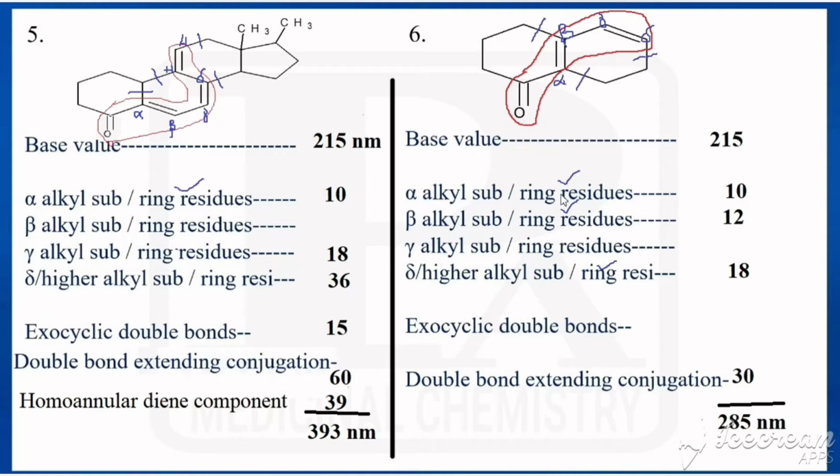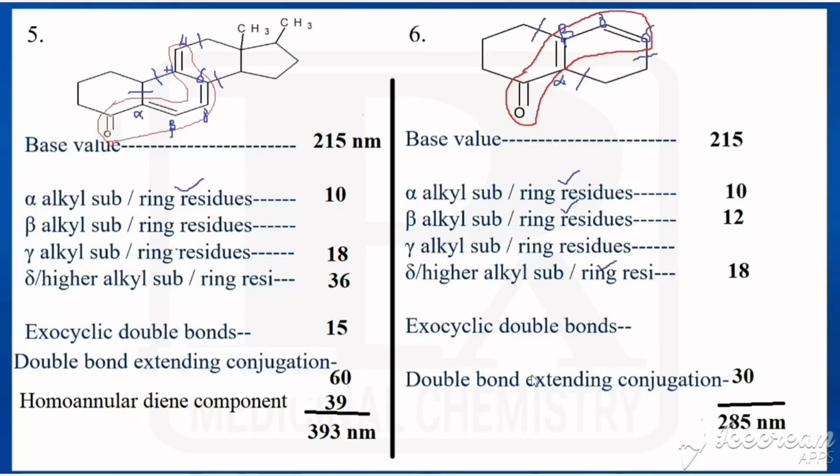So for one alpha ring residue, the value would be 10. For one beta ring residue, the value would be 12. For one delta ring residue, the value would be 18. Now we have to find the exocyclic double bond. So according to that ring, it is not having any exocyclic double bond. Now according to this ring, it is also not having any exocyclic double bond. So exocyclic double bond would not be there.